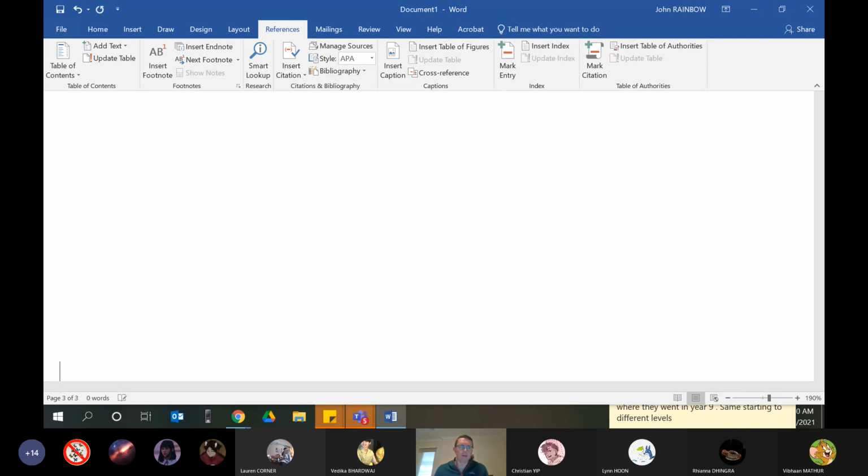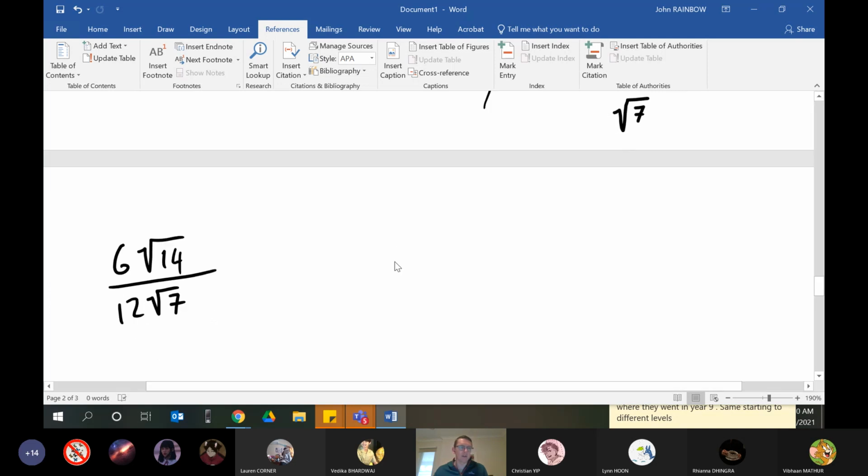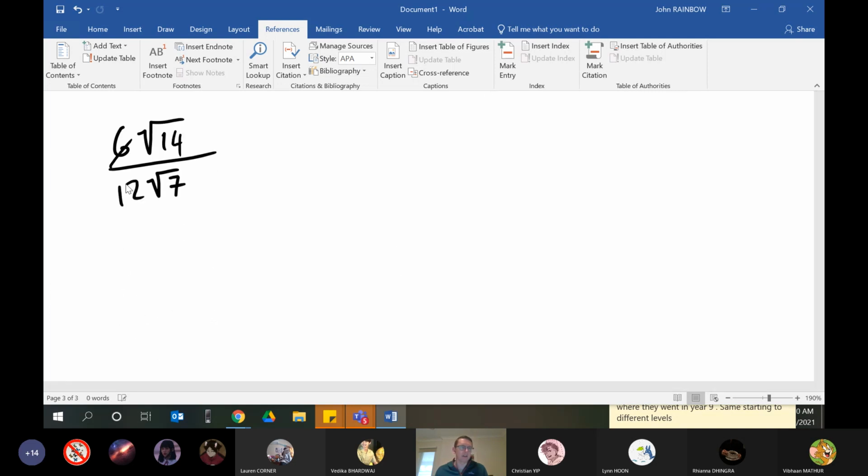That one's probably a tricky one for you guys. So it's going to be 6 root 14. Don't forget, you can always change it into a fraction, which is easier to do: 6 root 14 on 12 root 7. So what will that turn into? You can cancel out your 6 and your 12. That will turn into a 2. So then it will change into root 14 on 2 root 7.